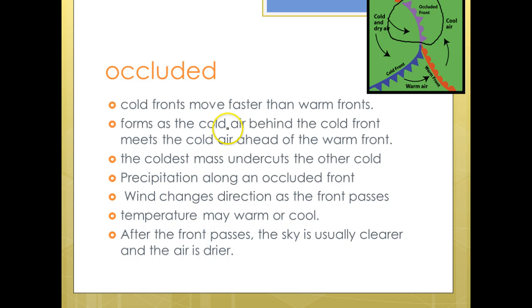In occluded fronts, the cold fronts move faster, the warm fronts don't move as fast as the cold fronts. So it forms as the cold air behind the cold front meets the cool air ahead of the warm front. So take a look at this picture. Cold and dry air is moving in, and we have more cool air moving in this direction. So we have cool air behind and in front. There's going to be precipitation along the occluded front, and the wind changes direction as the front passes. Take a look at these arrows. It's showing you how it's moving. After the front passes, the sky is usually clearer and the air is drier because it's all rained out on the occluded front.